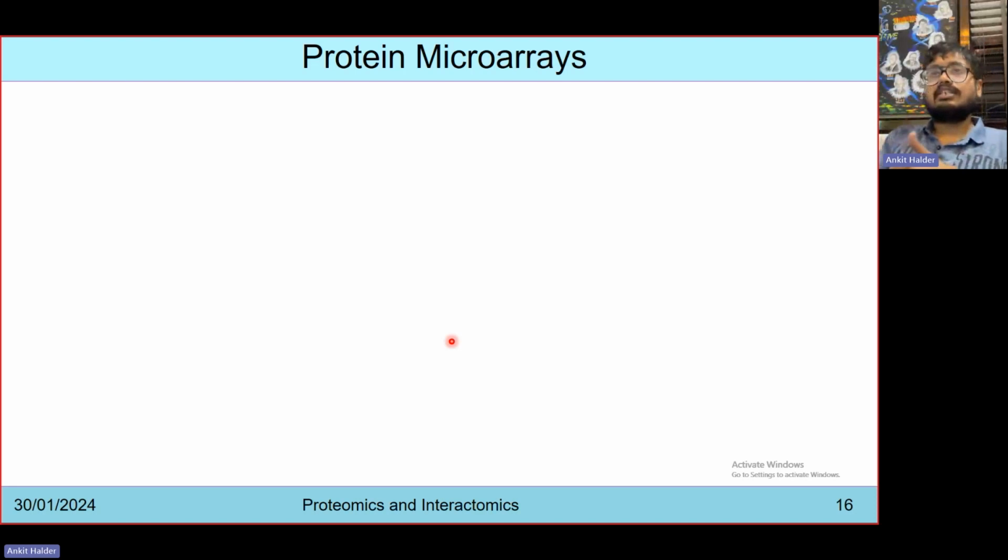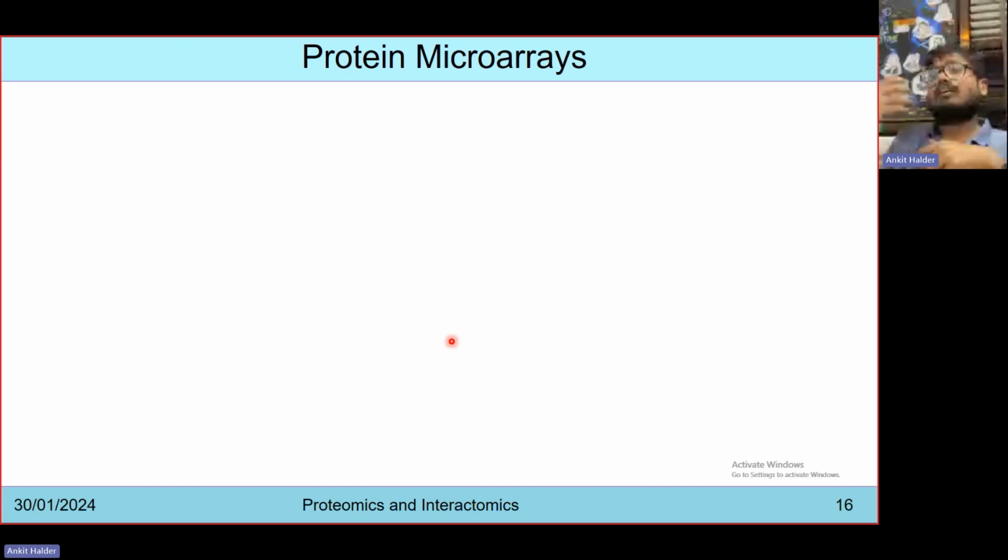So we have seen the different types of proteomics, right from protein expression and protein profiling, then the interaction. A major part of functional proteomics, or interaction proteomics, is to find out how the interactions happen.